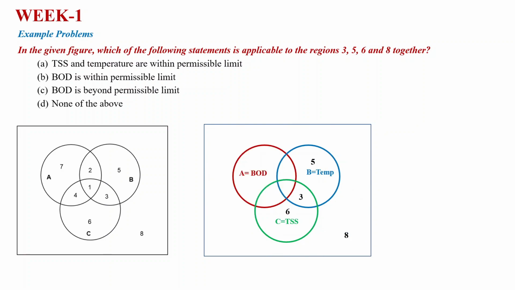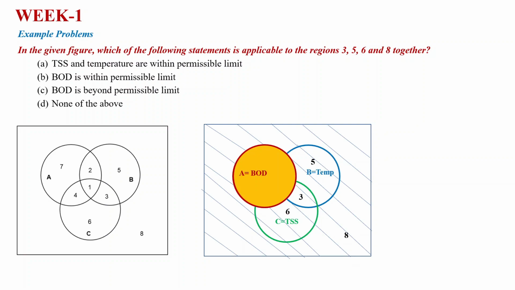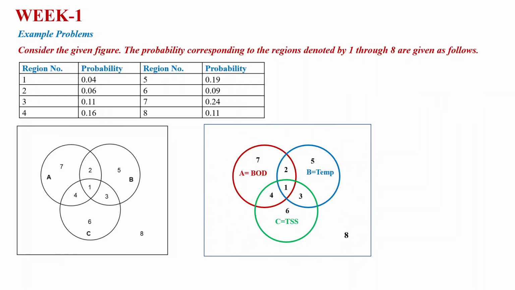So in the given figure, which of the following statements is applicable to the regions 3, 5, 6 and 8 together? So 3, 5, 6 and 8 together represent the complement of A. That is represented here by the dashed line. So what is the complement of A and what is A? A is that BOD is beyond permissible limit, and the complement of A should be that BOD is within permissible limit. So the answer is B. BOD is within permissible limit.